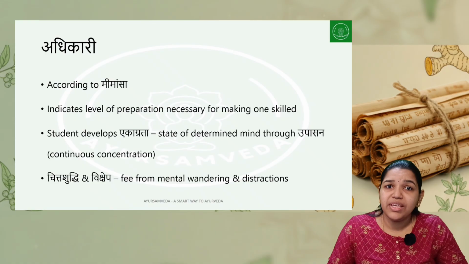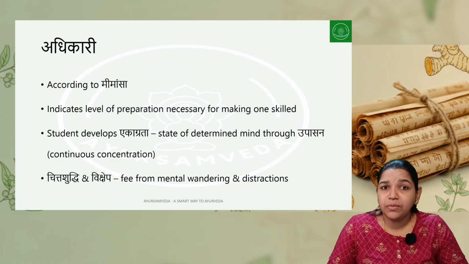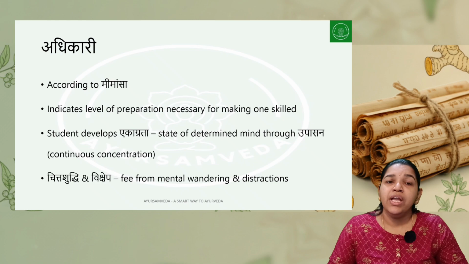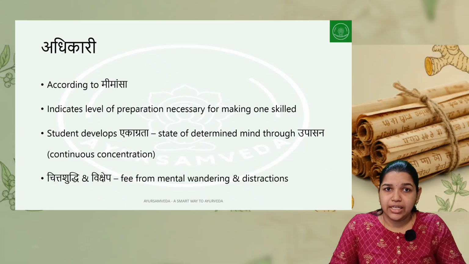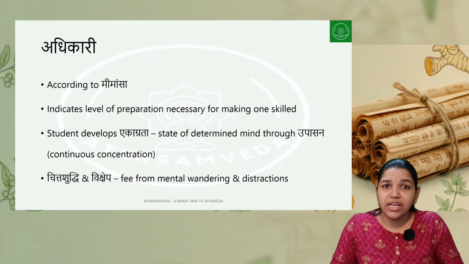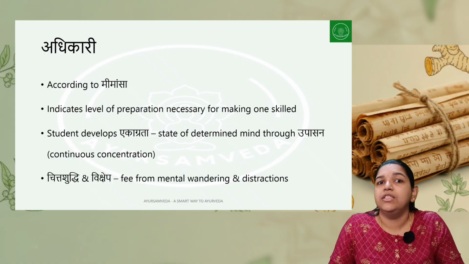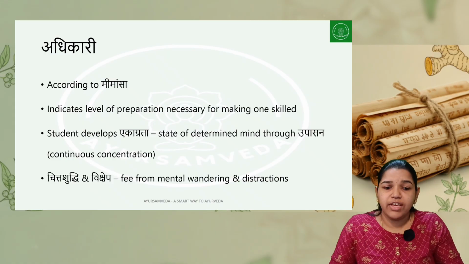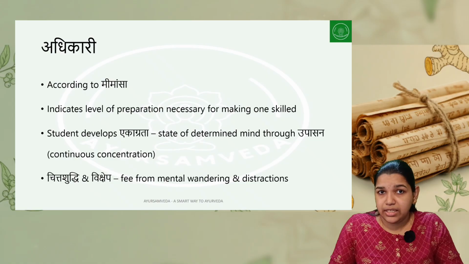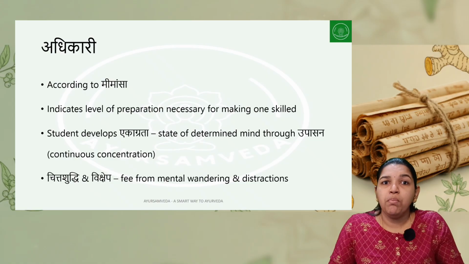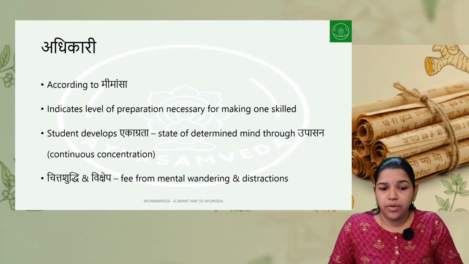So the student develops the ekagrata, that is the state of determined mind. It will be attained through upasana, that is continuous concentration. If we have to get the ekagrata, that is a concentrated mind, then we have to continuously repeat something multiple times. In such a way the person will get the ekagrata, the concentration will be more, and he will be able to perform better.